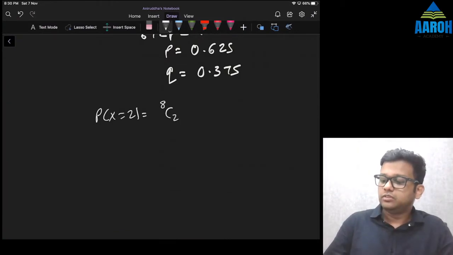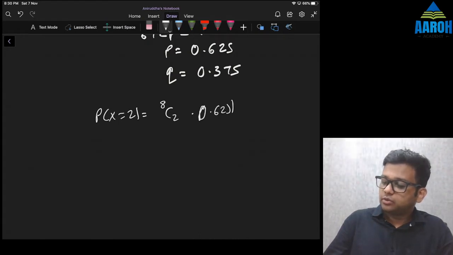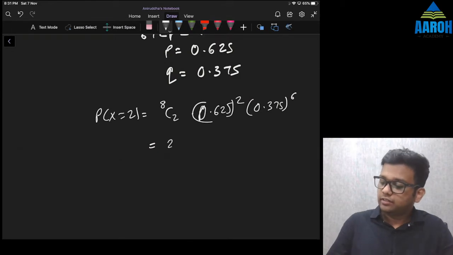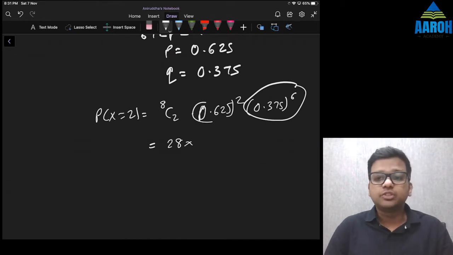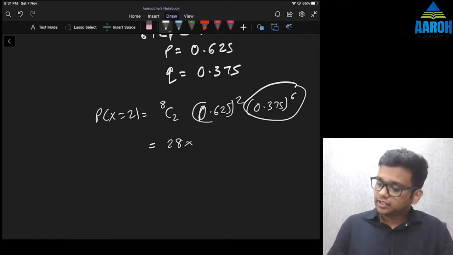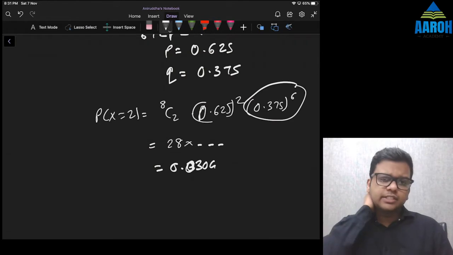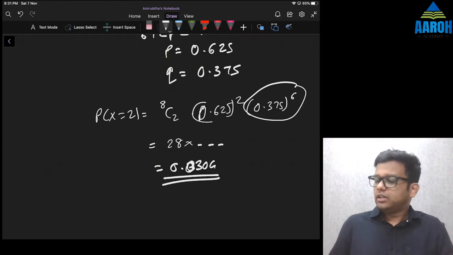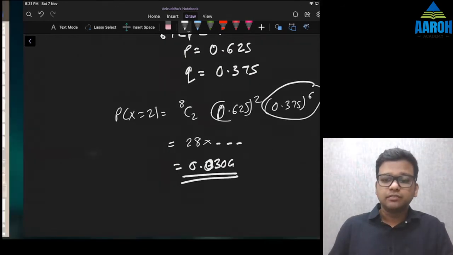So it will be 8C2 into p, that is 0.625 raised to 2, into q raised to 8 minus 2, that is 6. 8C2 is how much? 28. We can do the rest on the calculator: 0.375 raised to 6, into 0.625 into 0.625, multiplied by 28. That gives us the answer as 0.0304. 0.0304 should be the answer if you check. Try to do it entirely on the calculator rather than writing down. Otherwise, write down one by one and multiply. You'll get the same answer, which is option A here.